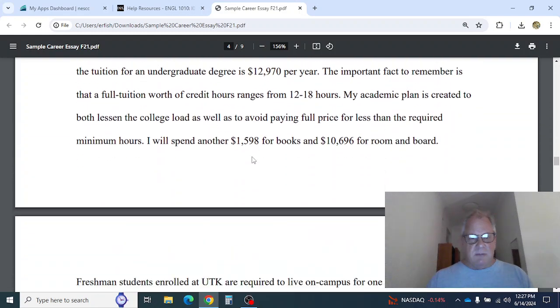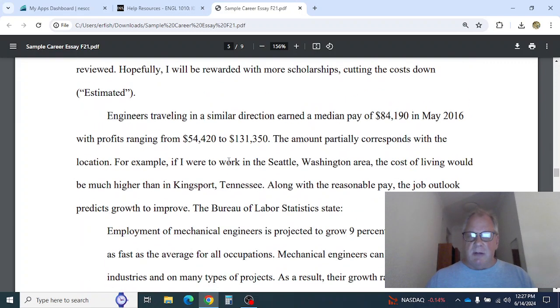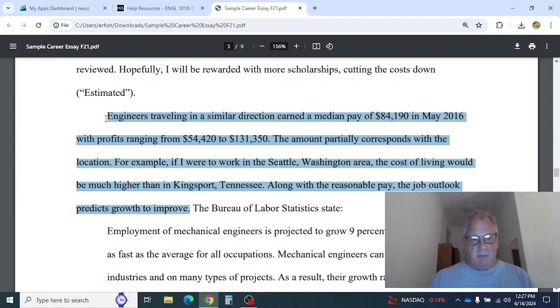But notice as you read through the sample essay, he has the required punctuation in there. He's citing his sources. There is one problem with this essay. You might pick up on it. He starts talking about the pay that he might make, and he gives the information right here, but he doesn't cite the source of that information.